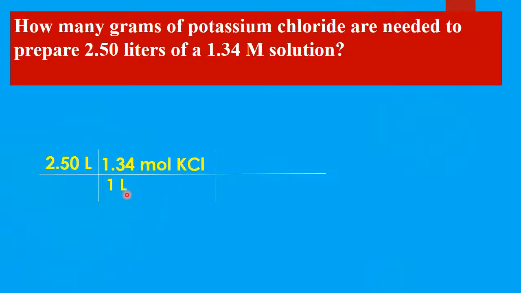This is our molarity here, 1.34 moles per liter, which is the same as this here. So that leaves us with moles only. Now we can convert our moles to grams by multiplying by the formula mass of potassium chloride, because we have 74.551 grams of potassium chloride in 1 mole. Our moles will cancel, and that leaves us with grams of potassium chloride, which is our desired, because we were asked for how many grams of potassium chloride.